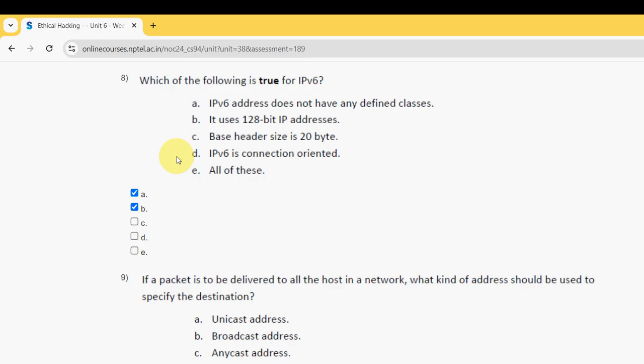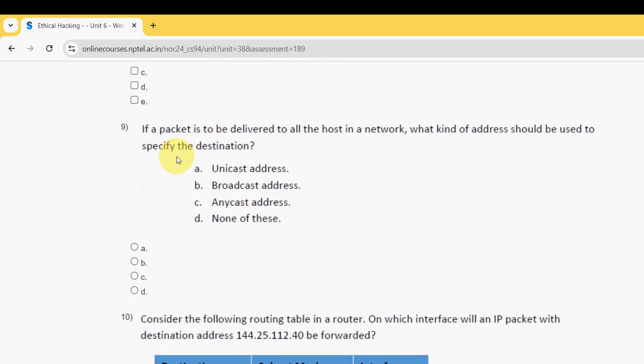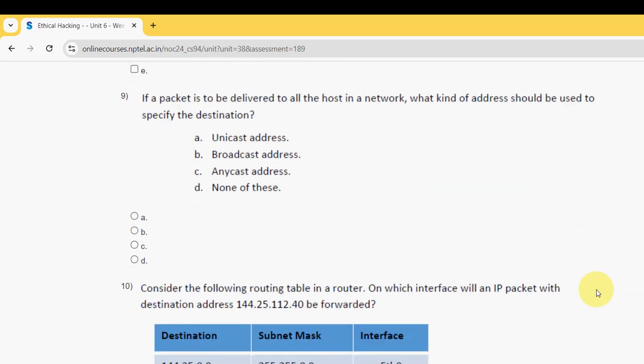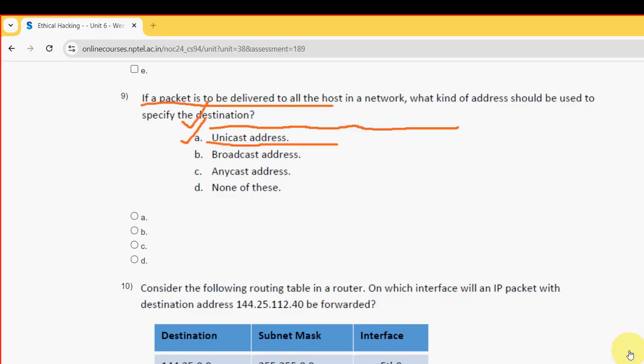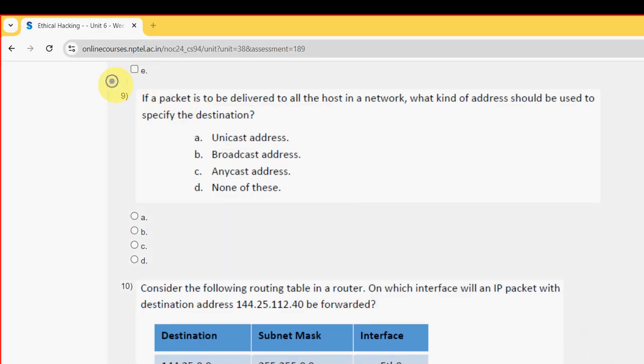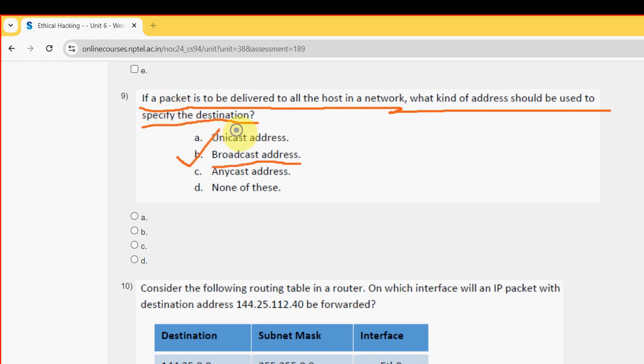Next, ninth question, guys. If a packet is to be delivered to all the hosts in a network, what kind of address should be used to specify the destination? So for ninth question, the probable answer is option B, guys. Broadcast address. So mark option B.